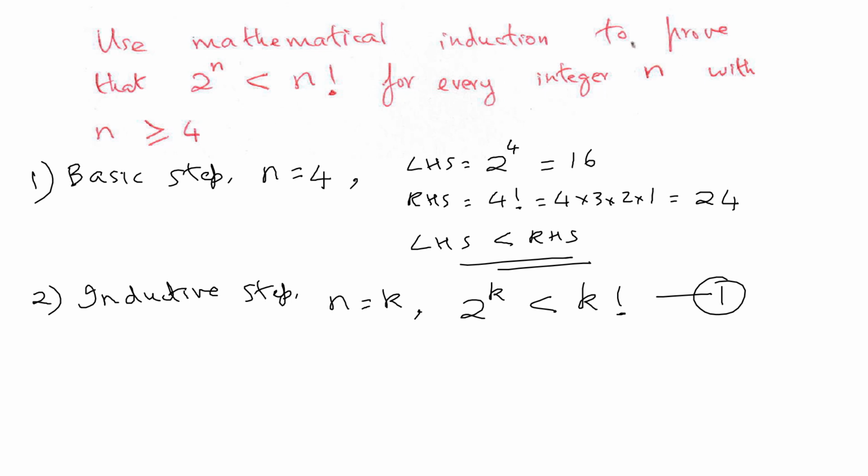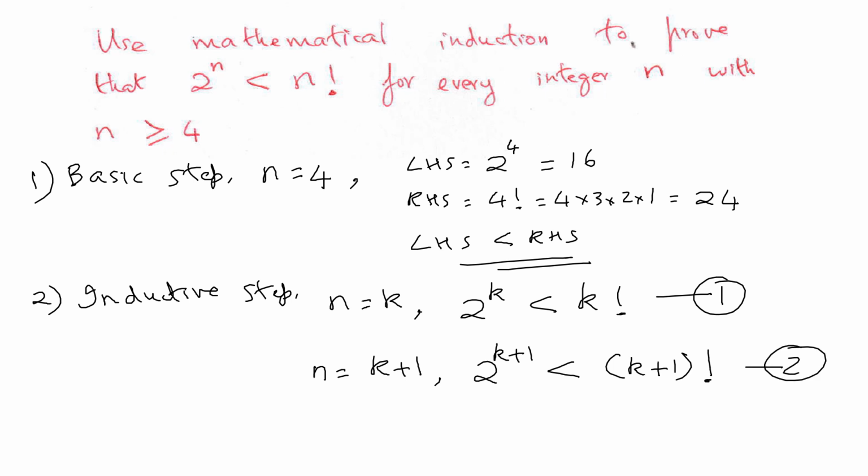So you know one more step in inductive step, that is, if n is equal to k, if the equation is true, it should also be applicable for n is equal to k plus 1. So if you consider n is equal to k plus 1, what you get? 2 to the power k plus 1 less than k plus 1 factorial. You call this as equation 2.